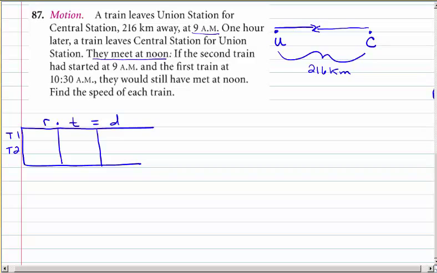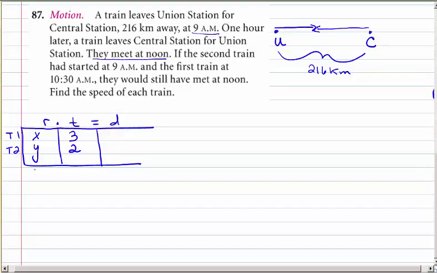at noon. So that means train 1 traveled a total of 3 hours and train 2 traveled a total of 2 hours, from 9 to 12 and from 10 to 12 because it left an hour later. And I don't know the rate of either one of them, and we don't know that those rates were the same, so we need two different variables. We'll let x be the rate of train 1 and y be the rate of train 2.